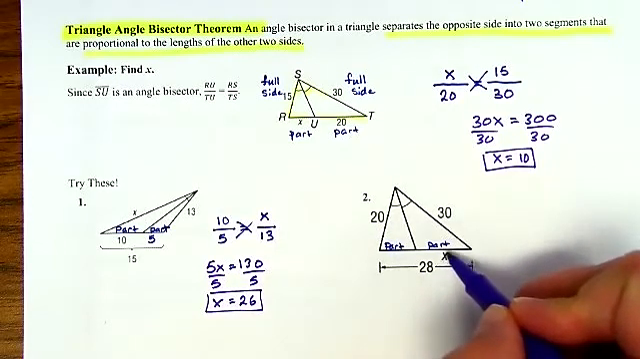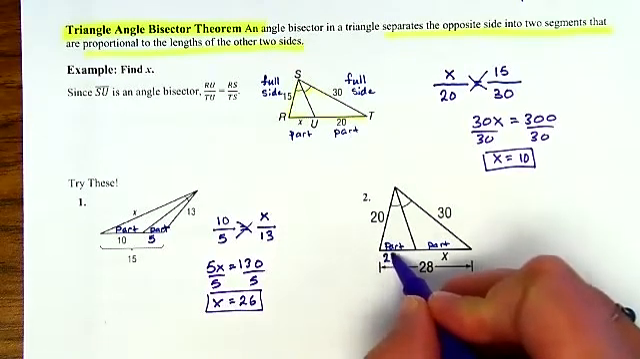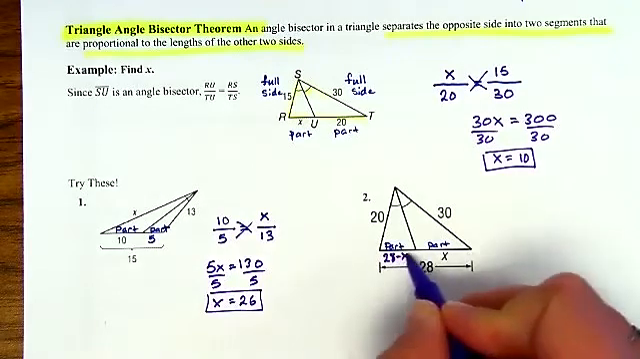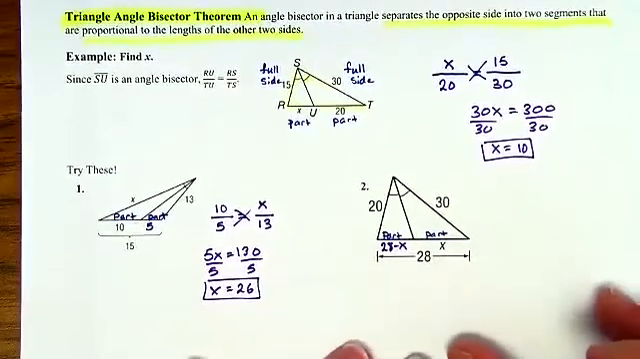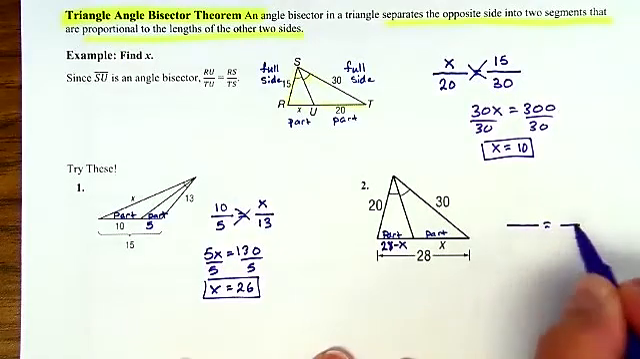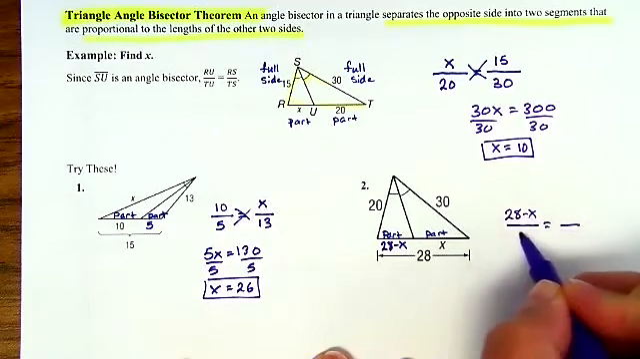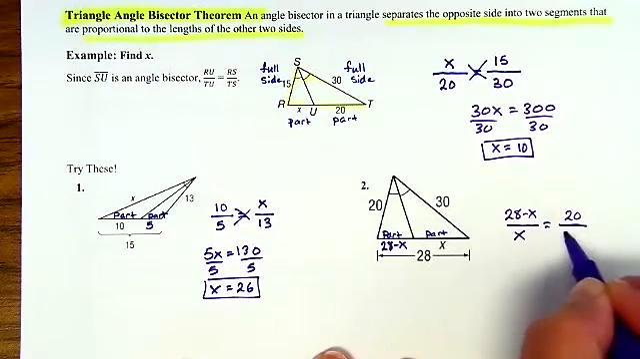Now wait, this part I know is x, and the total is 28. So for this part over here, I'm actually going to use 28 minus x, right? Because if the whole thing is 28 and that part's x, then this part is whatever's left over after you take x away. All right, so let's set up a proportion. Part over part. So I'm going to start out with 28 minus x over x, and that's going to be equal to 20 over 30.